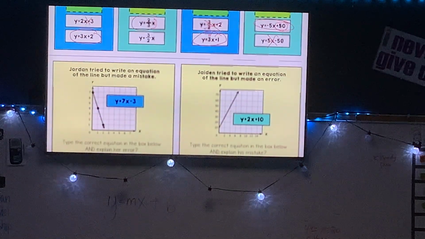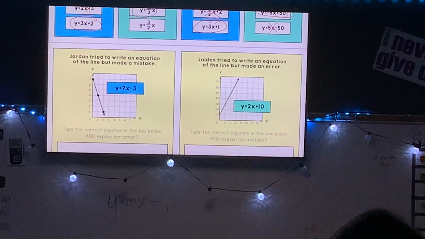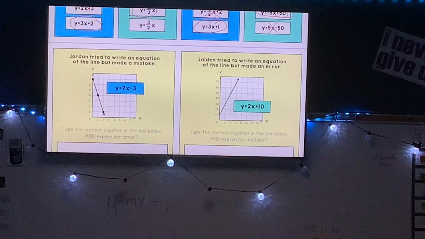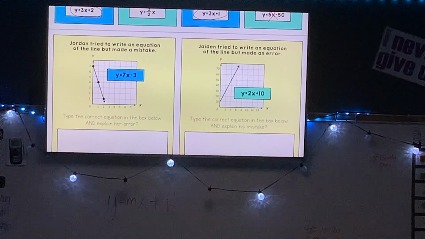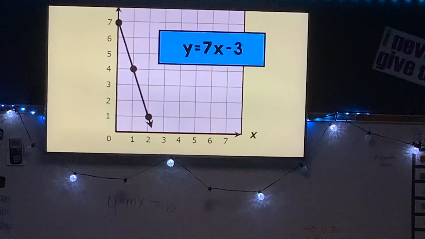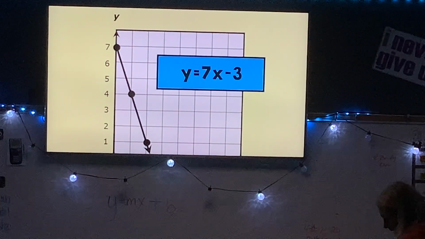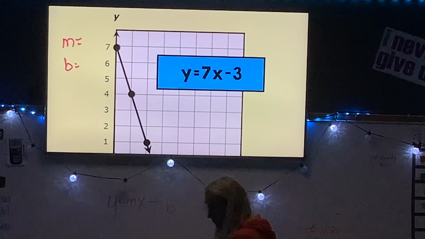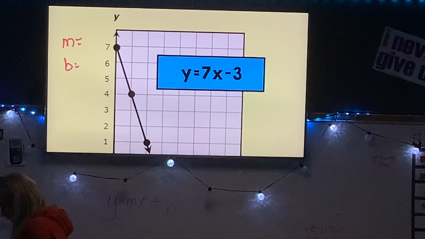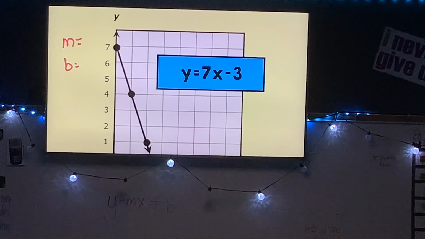Okay, let's do one more. Jordan tried to write an equation for this line and he made a mistake. We're going to say what he did wrong. So we're not even going to look at his equation. We're going to find our slope and our y-intercept. Then we'll look at his equation. What is his y-intercept? 7. Perfect.